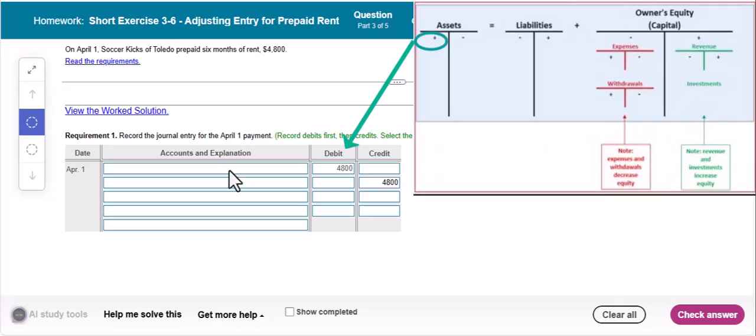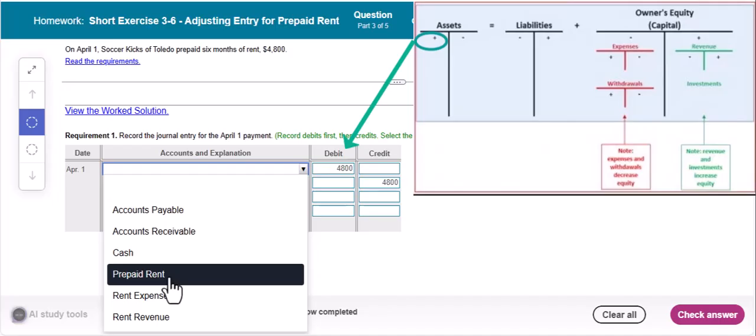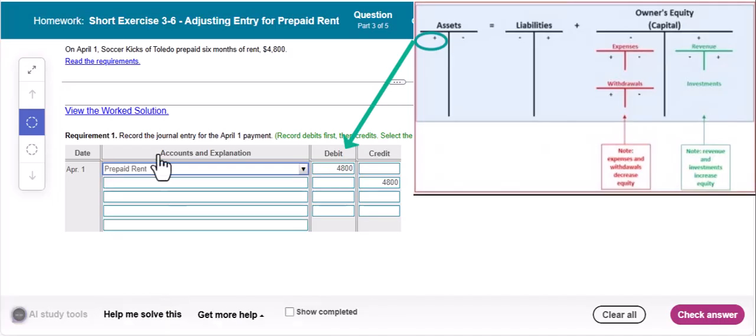And I'm going to be debiting it because it is an asset and it is going up. So prepaid rent, make sure you don't put rent expense. It is prepaid rent. And again, we're debiting it because assets go up with a debit. So that's why it's on the left side here. And then how did we pay for this? We paid cash. And then which way is cash going? It is going down. And since cash is an asset, it gets credited in order for it to get lowered. And again, that's because assets decrease with a credit.